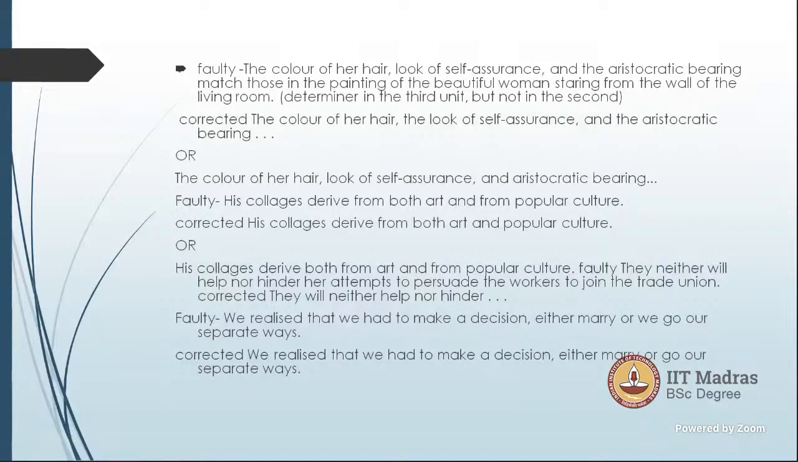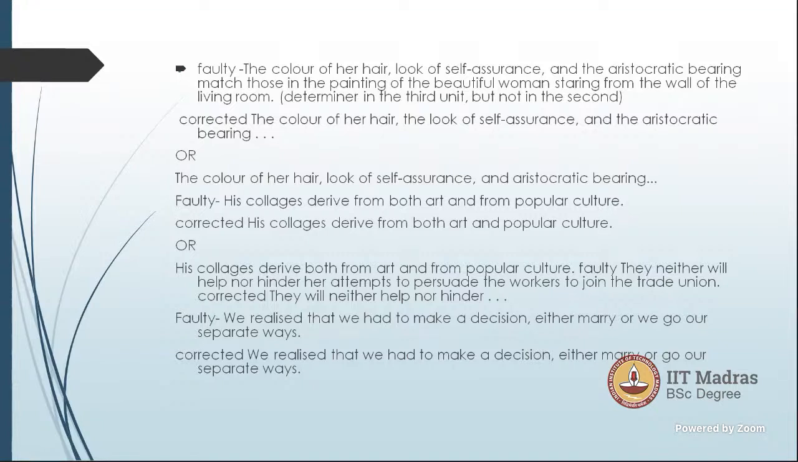So which means you can rewrite this sentence as the color of her hair, the look of self-assurance, and the aristocratic bearing, wherein both the second unit and the third unit, that is the look of self-assurance and the aristocratic bearing, both of them have a determiner. Okay. Or else, you can remove the determiner from the third one as well in the original sentence. So then you can rewrite it as the color of her hair, look of self-assurance, and aristocratic bearing. So you removed the from both. But if you're keeping the with the aristocratic bearing, then you also have to retain it for look of self-assurance, right? Just to create the parallel structure.